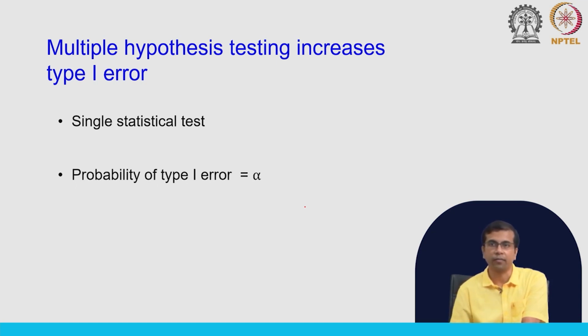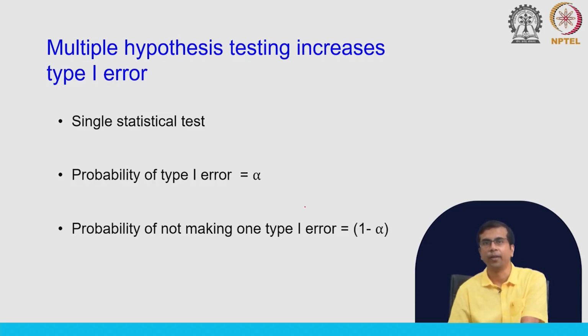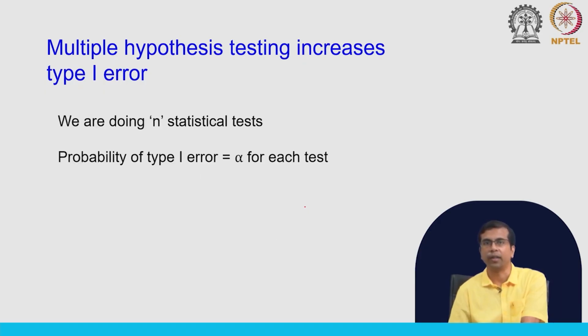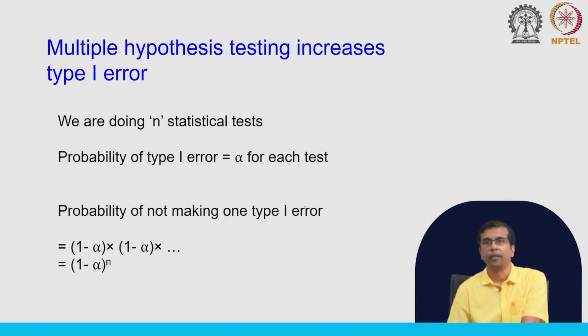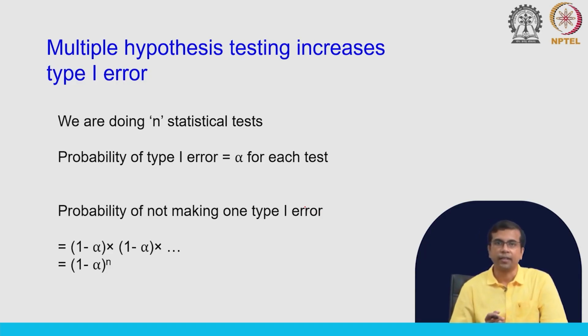So, we can look at it in another way, again the same situation. Now, the probability of not making one type 1 error is 1 minus alpha. If the probability of type 1 error is alpha, then the probability of not making a type 1 error is 1 minus alpha. Let us say we are doing n statistical tests, and alpha remains the same for each test. Since we are assuming these statistical tests are independent, the probability of not making a type 1 error we can multiply: 1 minus alpha times 1 minus alpha, etc. So, this will be 1 minus alpha to the power n.